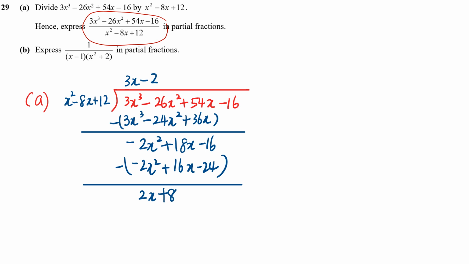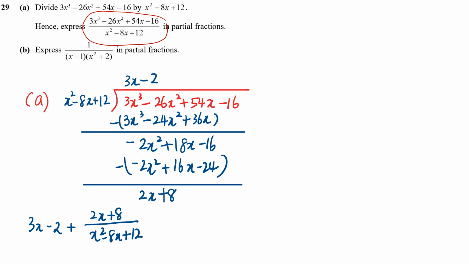to see if the fraction given to you is improper or proper. If it's improper, then you have to use long division to convert it into quotient plus remainder over divisor, right? In this case, there's some scaffolding for you, advising you to do long division, and then express it as quotient plus remainder over divisor. Your quotient is 3x minus 2. Your remainder is 2x plus 8 over your divisor, which is x squared minus 8x plus 12.